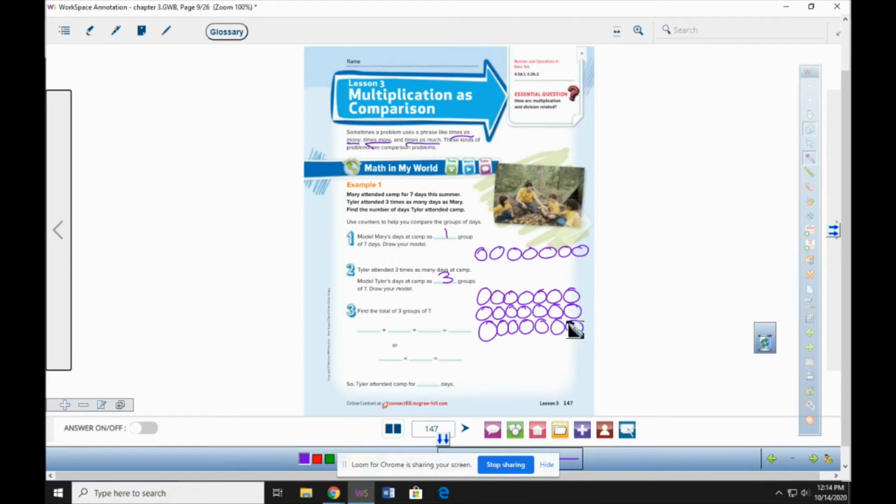Here you're going to see an array. Again, if you did the Array Blaster assignment with us at the beginning of the school year, this will look very familiar. Now, we can find the total of 3 groups of 7 by doing repeated addition this time. 7 plus 7 plus 7 equals 21, or 3 times 7 equals 21. So Tyler attended camp for 21 days.